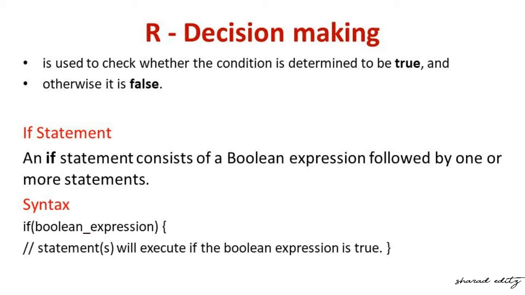Next topic is decision making. Decision making requires a program to specify one or more conditions to be evaluated or tested by the programmer. Here we check the condition, whether the condition is true or false. So depending on the condition, if the condition is true, then a particular set of statements are executed. Otherwise, the other set of statements are executed. R provides the following types of decision statements. First is if statement, if else statement, and switch statement. Now we will study them one by one.